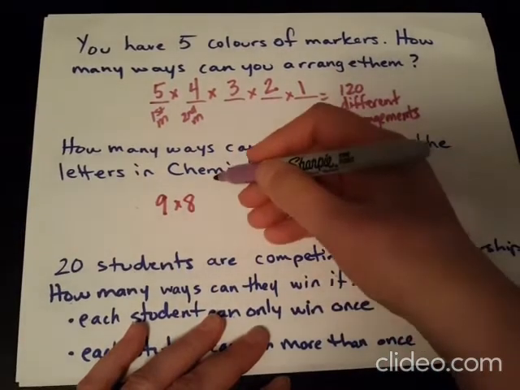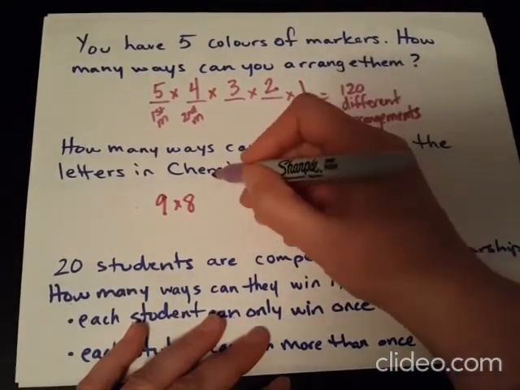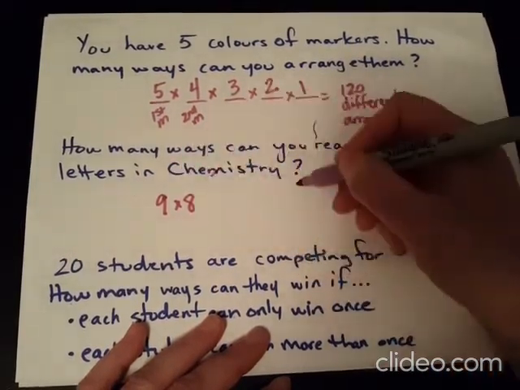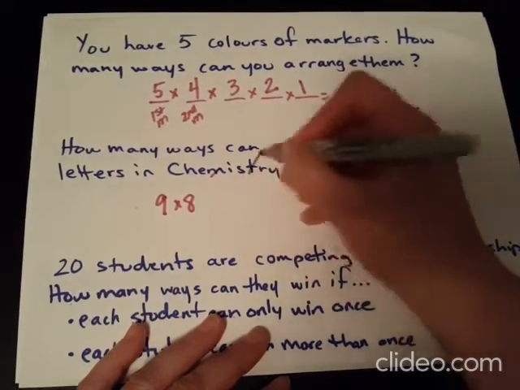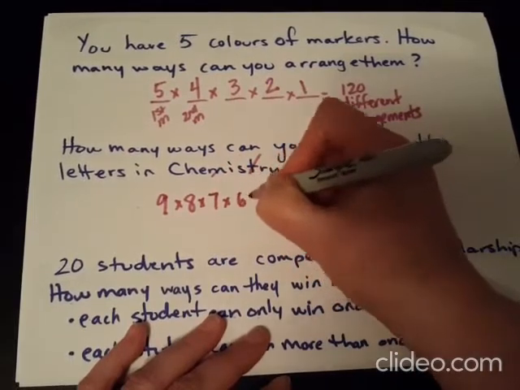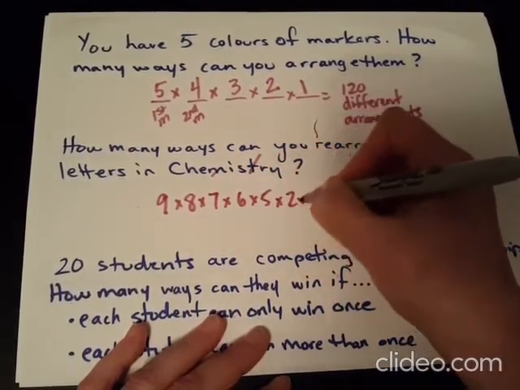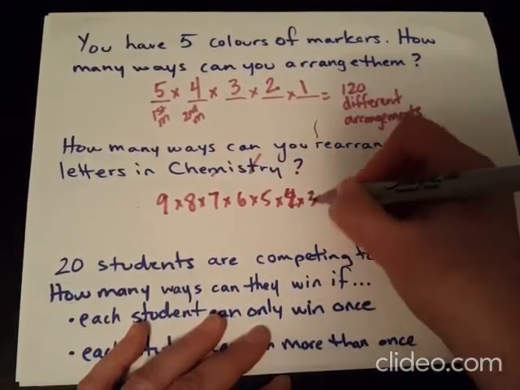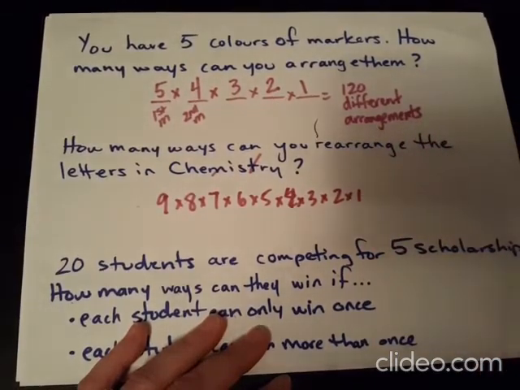And let's say I picked an M. Okay, great. The M's gone. Now I've got 8 letters left to pick from. I'm going to pick a T. Now I've got 7 letters left to pick from. So you can see how this is going to go all the way down to 1.